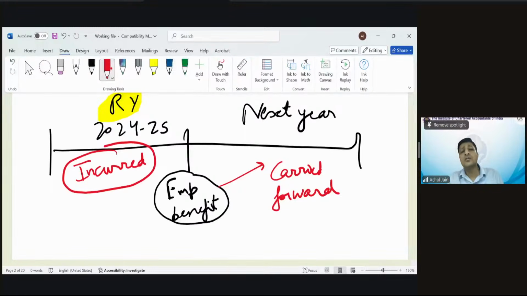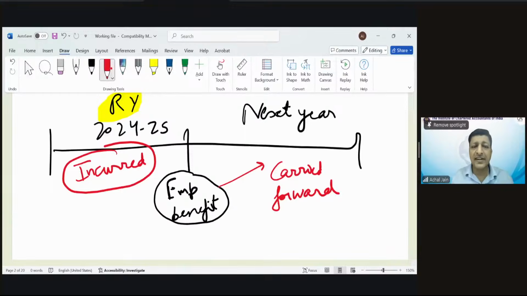So when do you record the cost? When it is incurred or when it is availed? When it is incurred. So that's why in which year will you record this? You will record this in 24-25. You will not move this to 25-26. Correct? Clear on this?